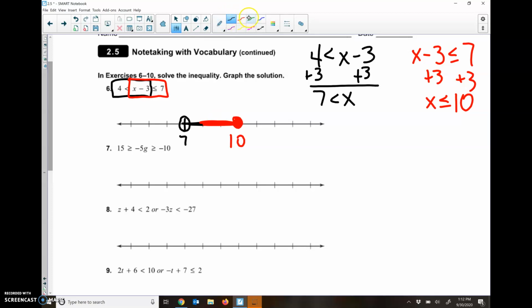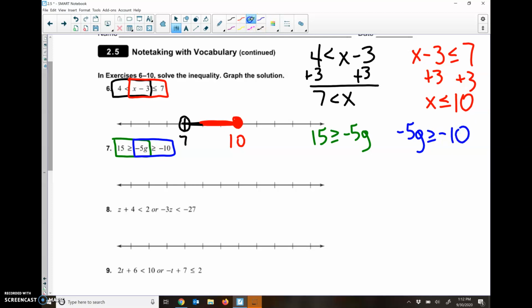Okay, let's look at one more where we have to share the middle. So 15 is greater than or equal to negative 5g. So we're both sharing that negative 5g. On the other side, negative 5g is greater than or equal to negative 10. So we're both going to share that middle. So I'm going to divide both sides by negative 5.